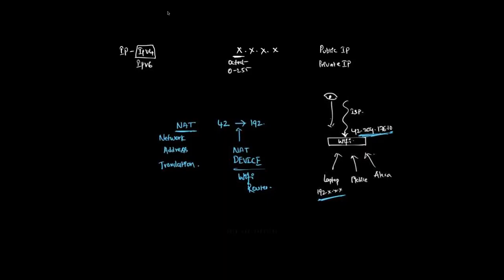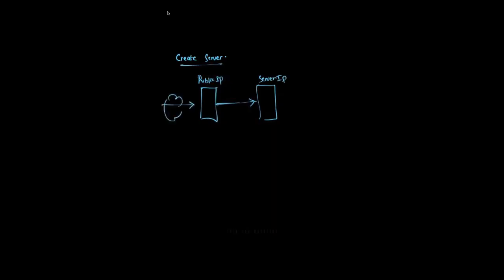Okay, so this is the concept, right? So you understand the NATing concept now: one address translating to another address. Now what Amazon is doing is, you create a server. Then it takes one public IP from the pool of Amazon and puts it on your server IP, which gives you the flexibility to connect from the internet.